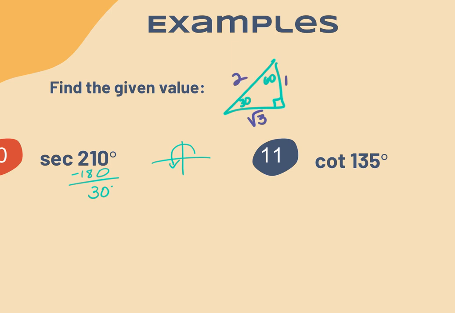So secant, you can do this two ways. Either find the cosine and then flip it, or know that secant is hypotenuse over adjacent. Doesn't matter how you do that. Hypotenuse over adjacent would be 2 over √3, and then you rationalize: 2√3 over 3. And all students take calculus. What's the positive or negative sign for secant and cosine in the third quadrant? Negative.